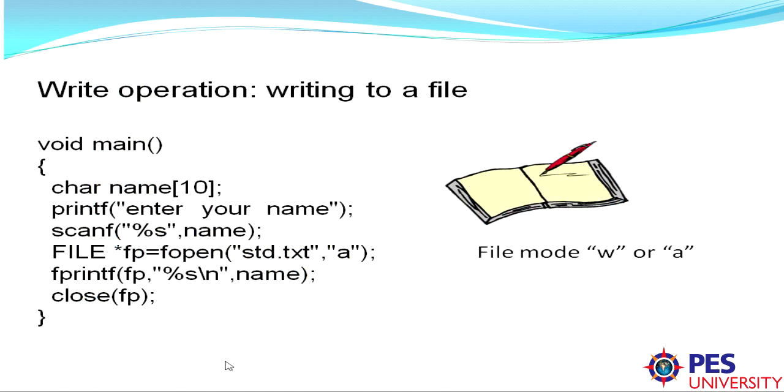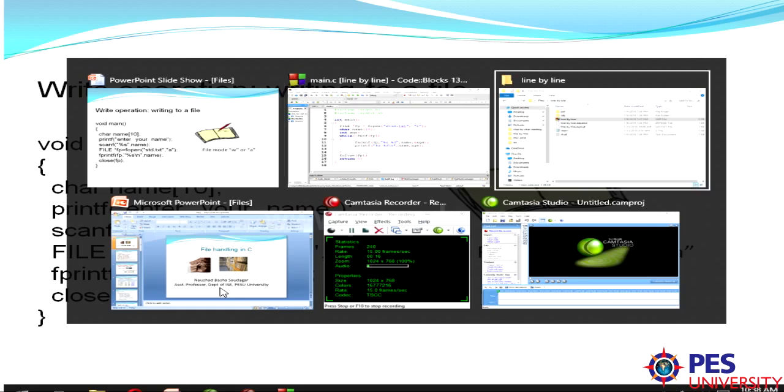In the same way, we have the write operation, writing to a file. Here, you need to open the file in either write mode or append mode. Look here, student.txt is open for append, and then you are taking a name from the keyboard, writing it to the file and closing the file. So this program will take a name from the keyboard and write it to a file. Let's see how this works.